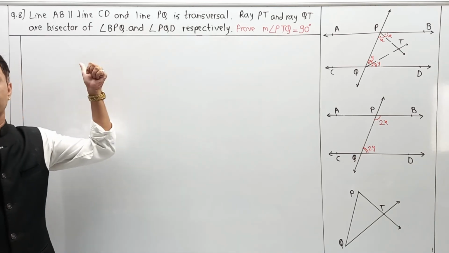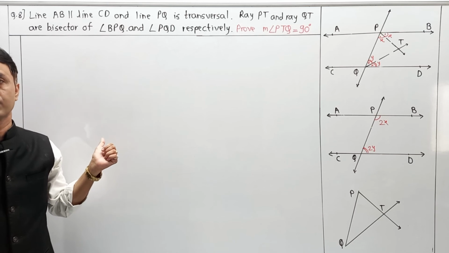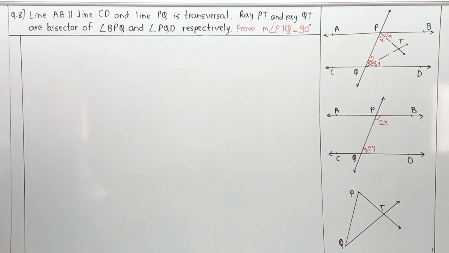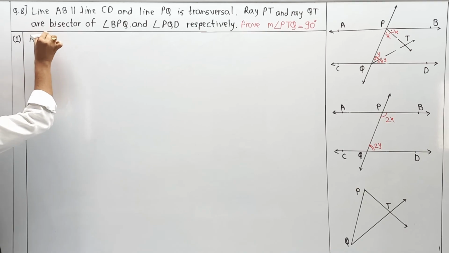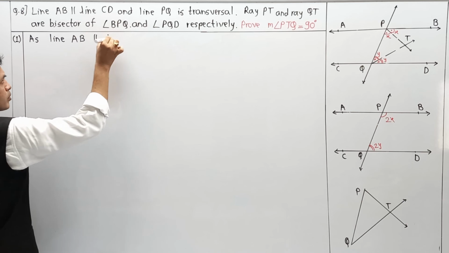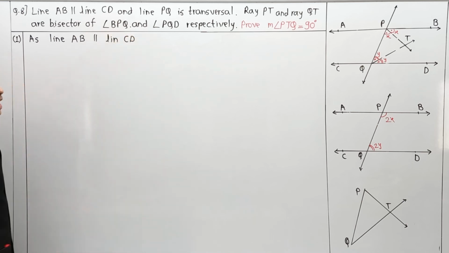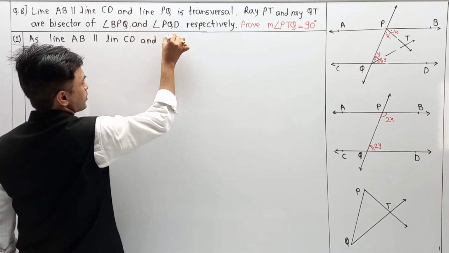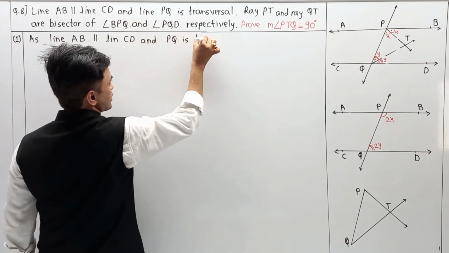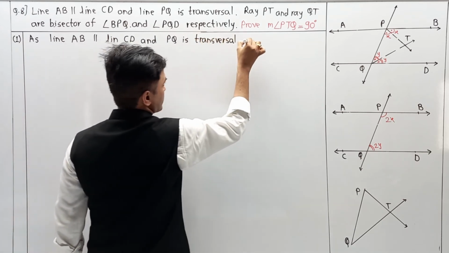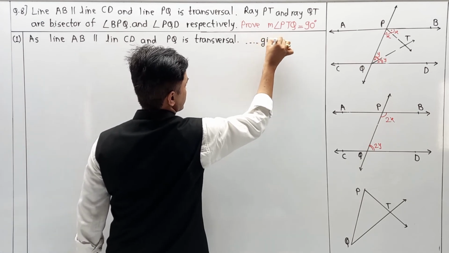Now as per the diagram we are going to start a declaration and a detailed explanation over here. So please pay attention, starting from line AB parallel to line CD. Here is the first part of your answer: line AB is parallel to line CD and PQ is a transversal. They have given it, so I am going to write the reason as given.